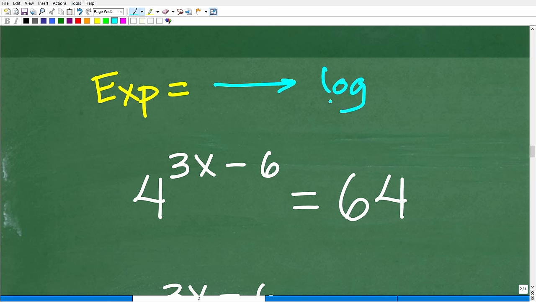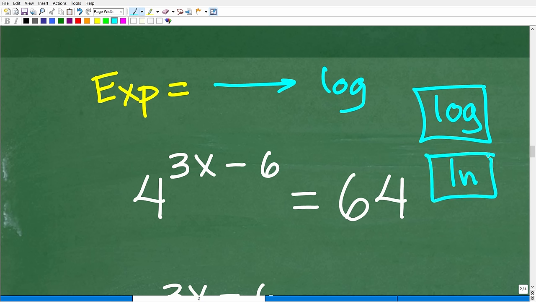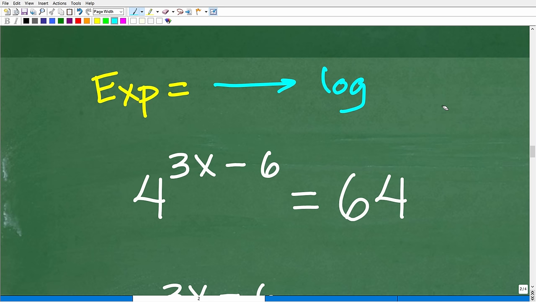Now, if you don't know what a logarithm is, this is an extremely important topic in math, and it has something to do with these buttons on your calculator, the LOG and the LN button, right? Very, very powerful stuff. So I'm going to show you how to solve this equation using logarithms. And if you've never seen logarithms before, well, then this should be pretty interesting.